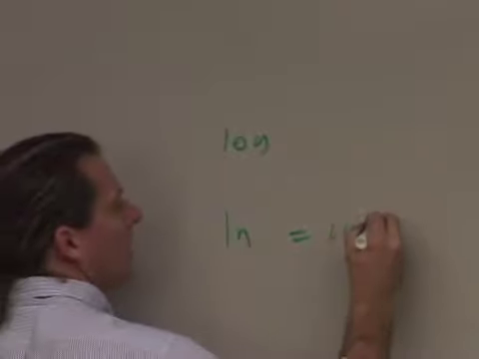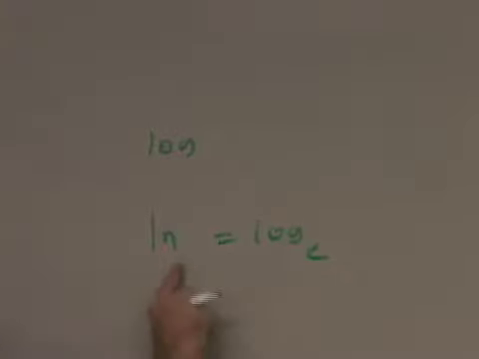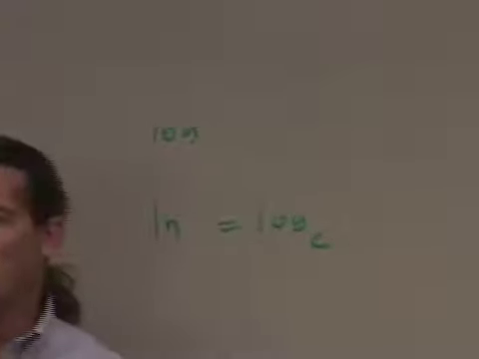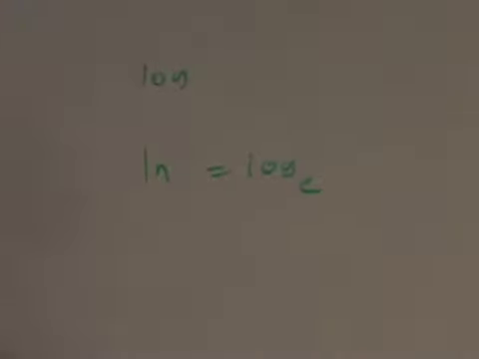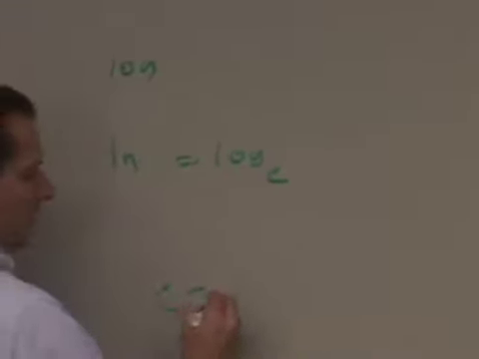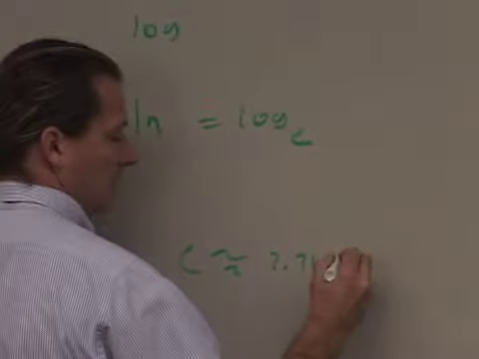There are actually 2 log buttons on your calculator. One says log, the other says ln. Now this is a special log. ln is actually log base e. These are just synonymous things. They mean the same thing. And I don't know if you know e or not, but e is a number roughly equal to 2.718.